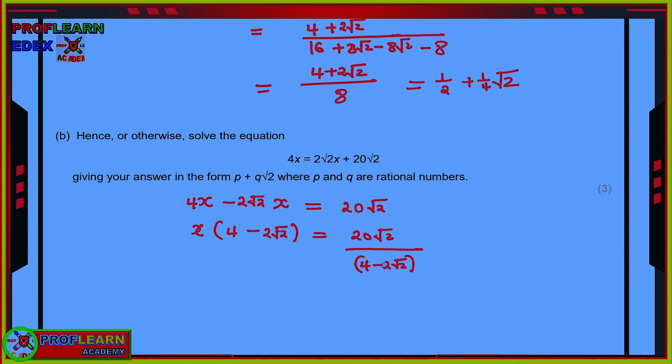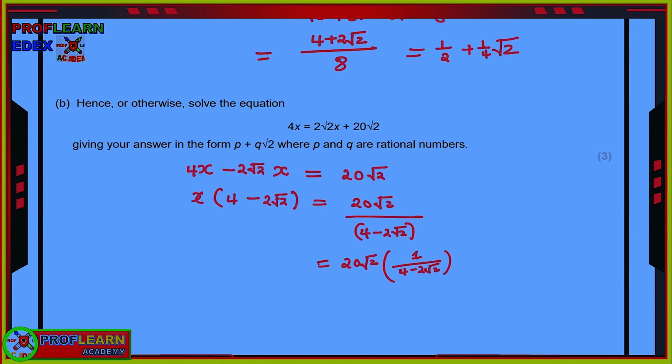And if you look at the expression that we have here, it is somehow related to what we had in the previous part if we factor out 20 root 2. Now, we have rationalized the denominator of 1 over 4 minus 2 root 2, and we got our answer in part A to be 1 over 2 plus 1 over 4 root 2.